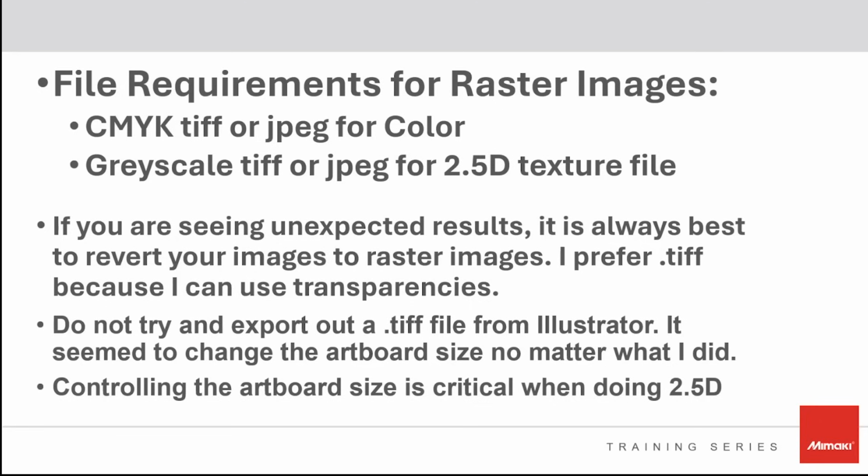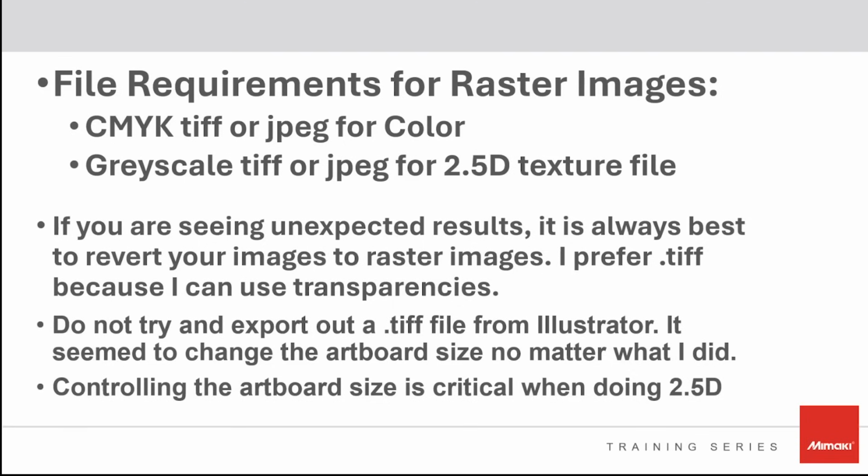Okay, so as we know, most of us understand that we have vector artwork and raster artwork. For this class, we will be using Adobe Photoshop and Adobe Illustrator to show you this stuff. But I wanted you to know that if you're working with raster images that you're trying to print 2.5D, I suggest that you use a TIFF file. You can also use a JPEG if you would like, but I like the TIFF file because it holds the transparencies. Also, you can have a full grayscale TIFF for your texture file.